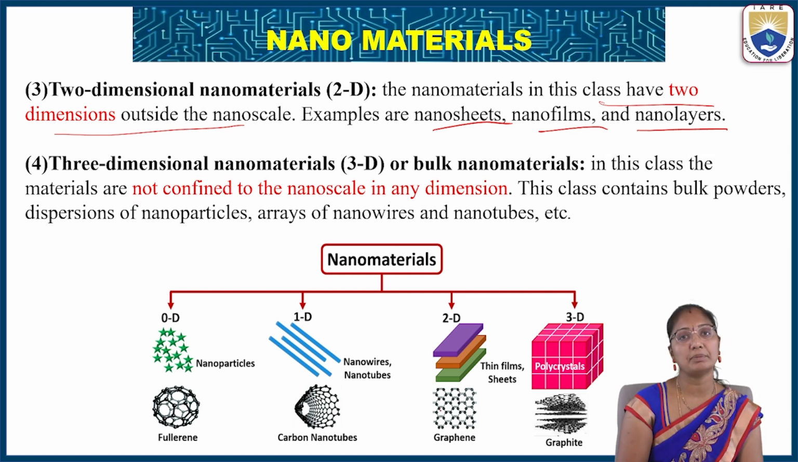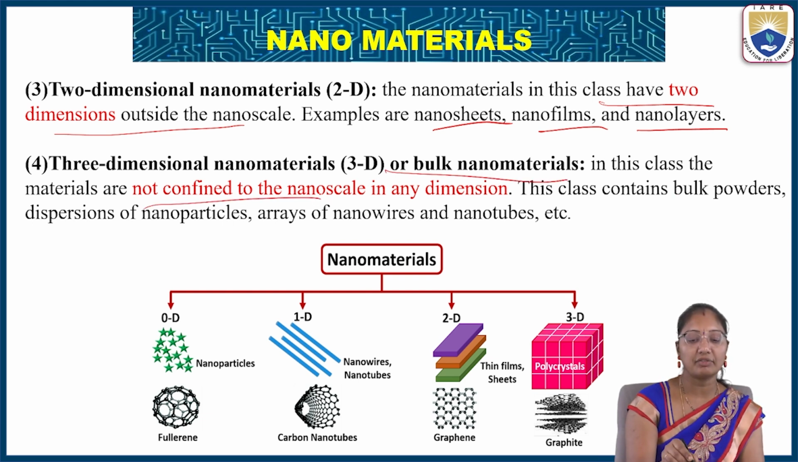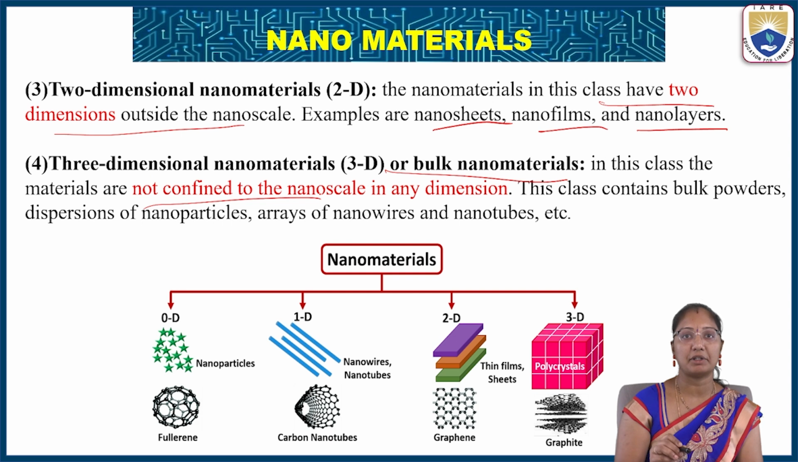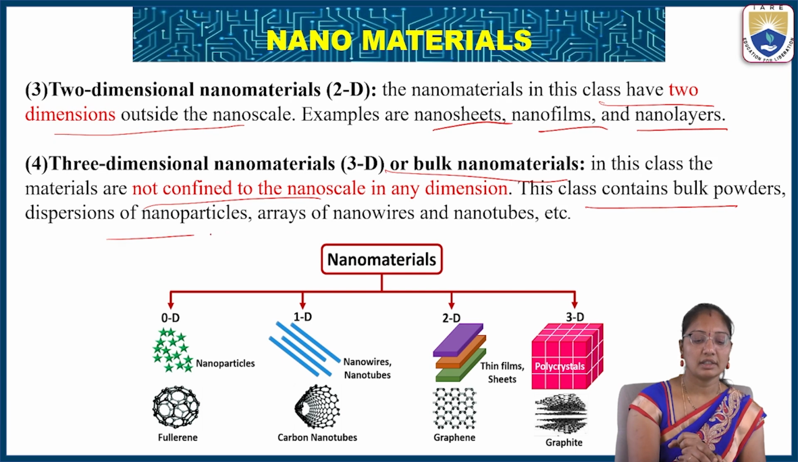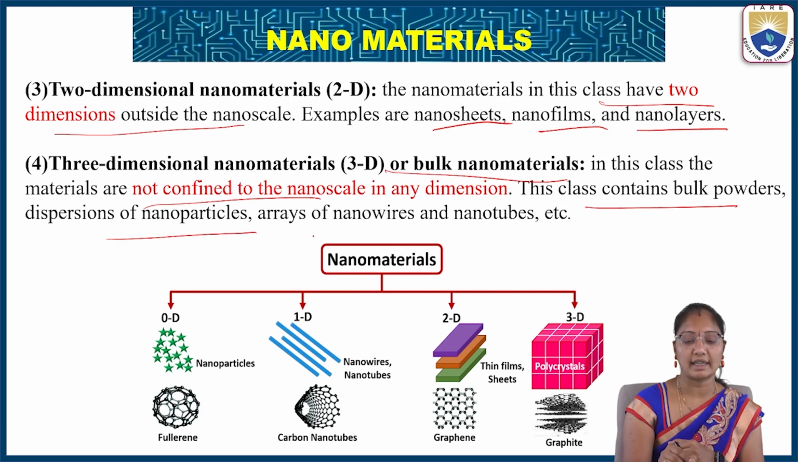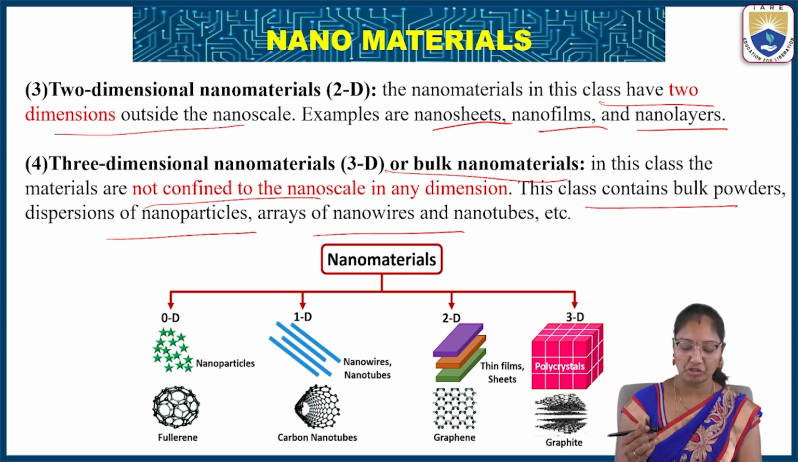Whereas 3-dimensional materials are 3D or bulk nanomaterials. In this class, they are not confined to the nanoscale in any dimension. This class contains bulk powders, polycrystals, dispersions of nanoparticles, and arrays of nanovoids and nanotubes.